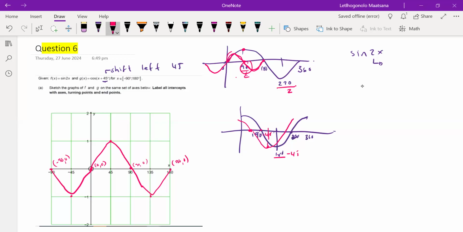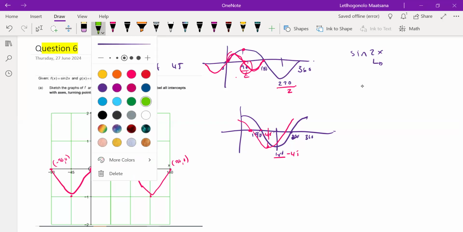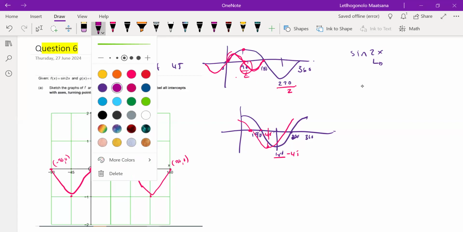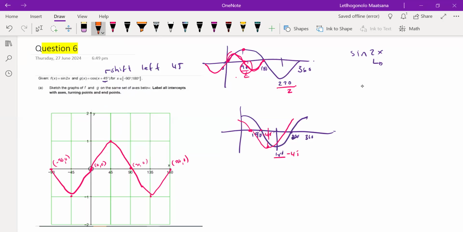So we're going to have, let's use a different color. Let's see if we can get a different color here. Let's use green. There we go. Okay, let's not use green because we have green on the graph. Purple is too much. Let's use the orange. Yes, orange looks good.